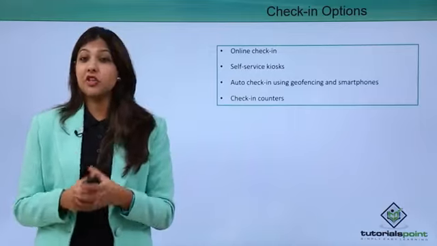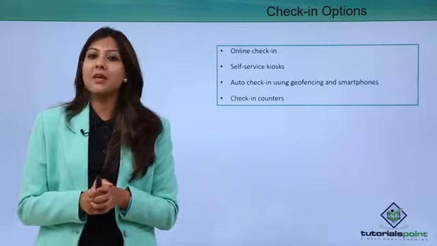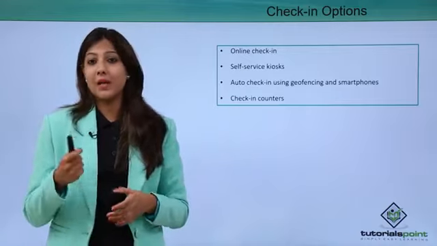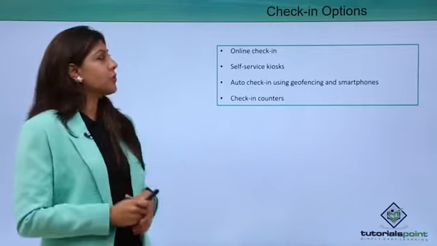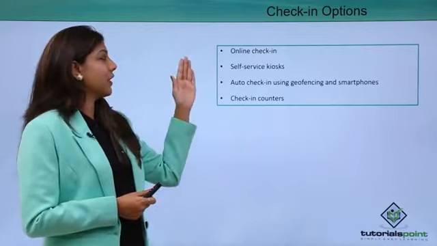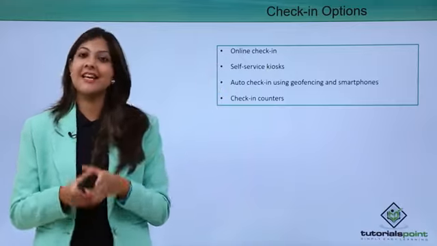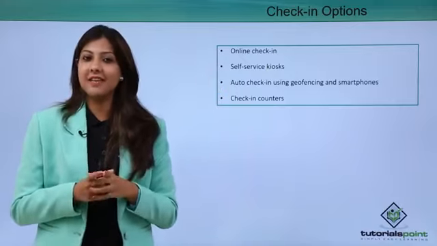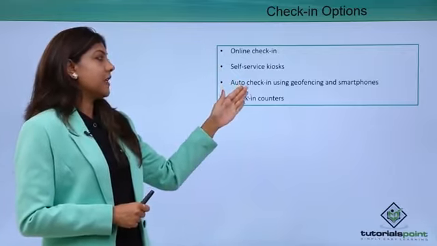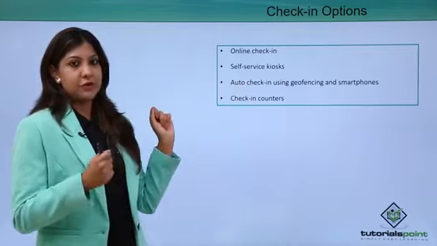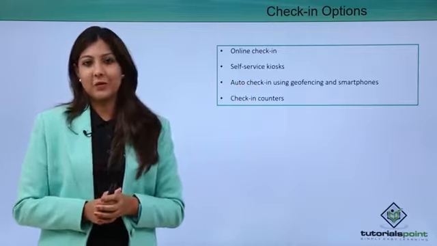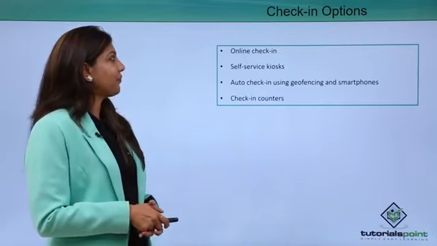Well, talking about different check-in options, we have come into the age of digitalization, which was not there a decade back, when you had to do manual check-in. Nowadays, there are different options for check-in. You can do an online check-in on the website of that particular airline. You can also use self-service kiosks. These kiosks are inside the airport area and you can self-check-in. There is auto check-in using geofencing as well as smartphones. You can use your smartphones for check-in, and there are definitely physical check-in counters located at the airport.